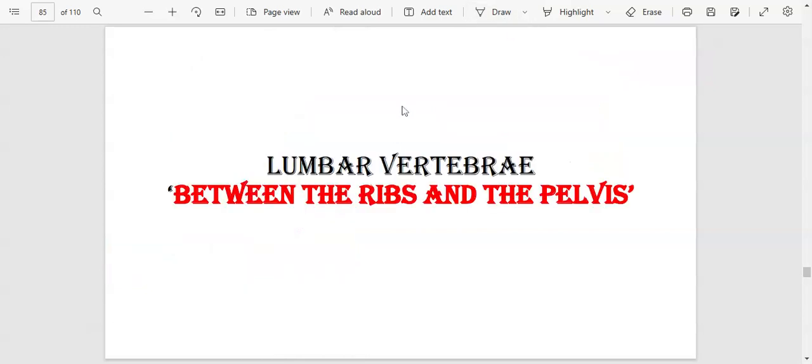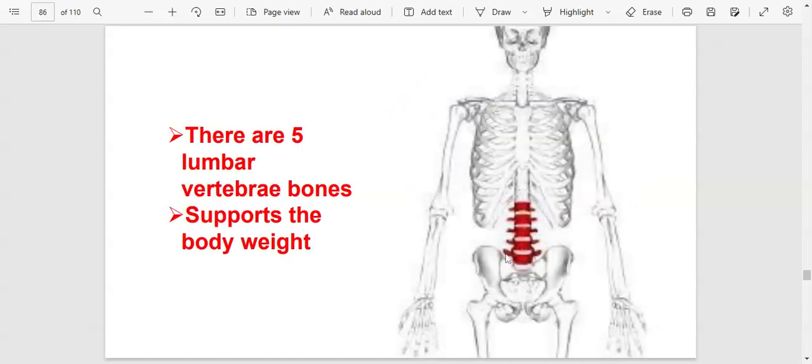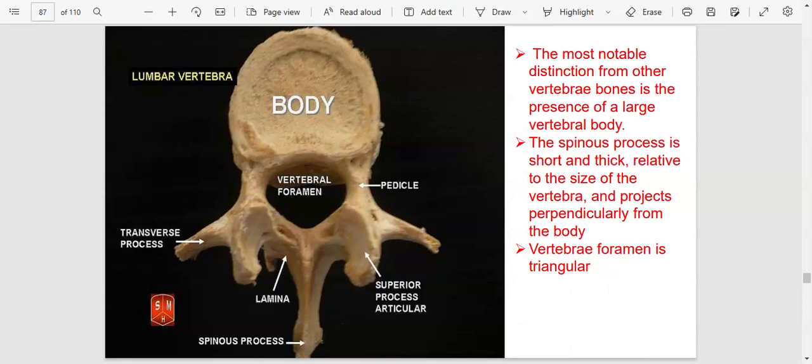Now, we also have the lumbar vertebrae, which are found between the ribs and the pelvis. So below the ribs, above the pelvis. That's the one you're able to see. And there are five lumbar vertebrae bones, and these are there to support the weight of the body.